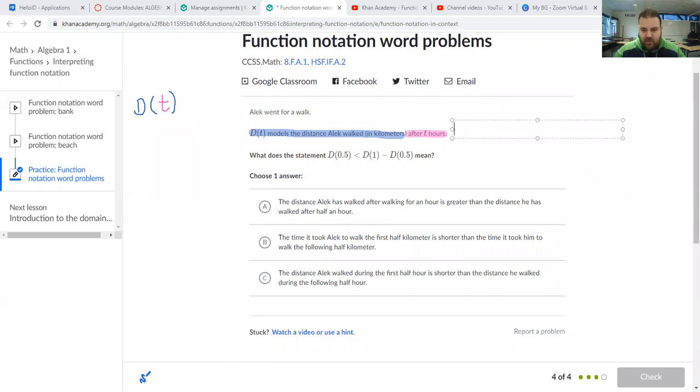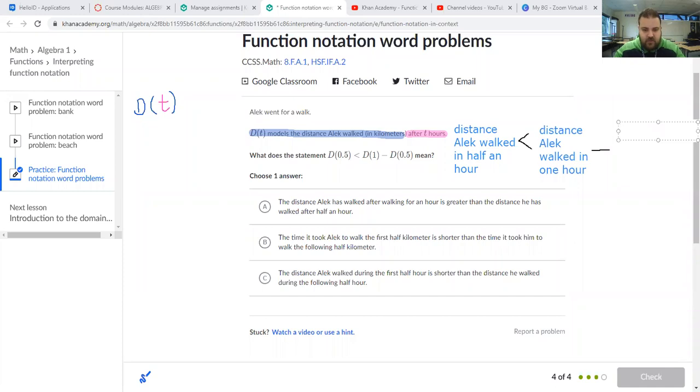Distance, I'm going to put that kind of like we did last time here. I'm going to type this in: distance Alec walked in half an hour is less than the distance Alec walked in 1 hour, minus, there's that minus sign right there, and then there's one more thing there.